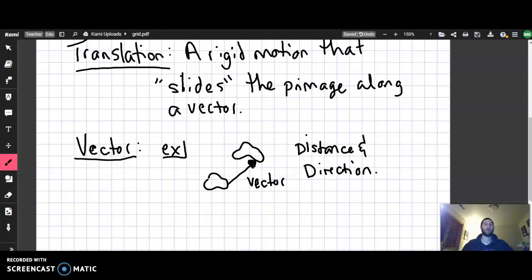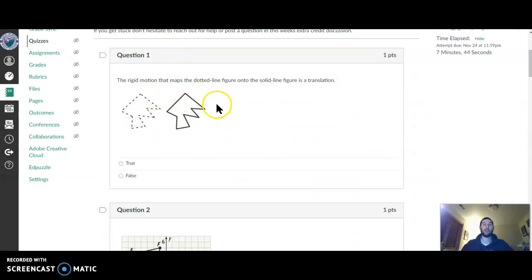So, ladies and gentlemen, is this a translation? Well, yeah, look, it's the exact same shape, slid over a little bit to the left, or I guess in this case, yes, that would be your left as well. So, this shape just slid over a little bit to the left, so that is true.